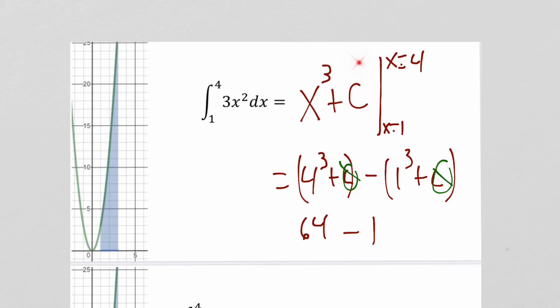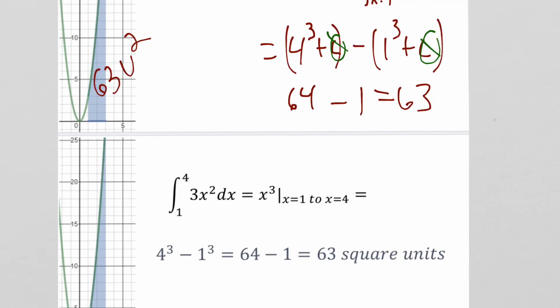So it turns out when we're taking definite integrals, we don't really need to worry about the plus c because when we subtract, the plus c is going away, right? But you need to remember it for regular antiderivatives, but for definite integrals, they're going to cancel, okay? So our final area here ends up being 63, and that is this blue area here. This is 63 units squared, okay? 63 square units.